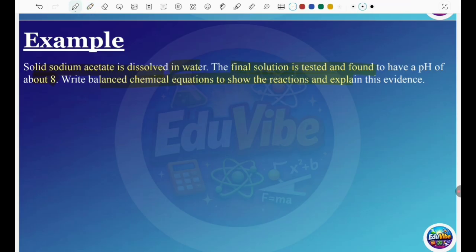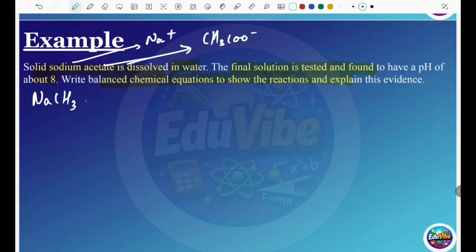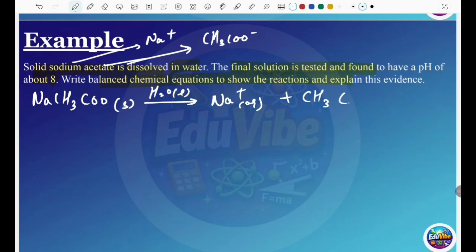So basically we have sodium, which is Na+, and acetate is the polyatomic ion CH3COO−. So we have NaCH3COO solid. We have to dissociate this first. To dissociate this, you get Na+ aqueous plus CH3COO− aqueous.